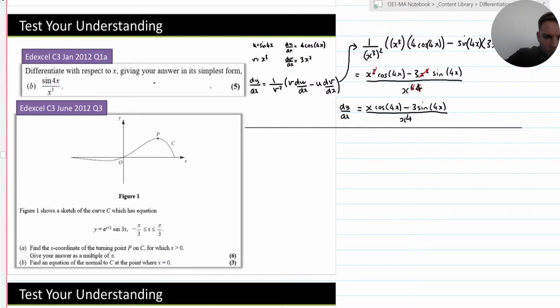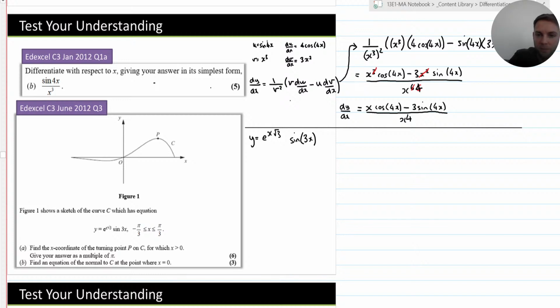So we have y is equal to e to the x root 3 times sine of 3x. I would have probably put the root 3 in front of it, but I can see why they haven't done that, because they don't want you to think it's under there. And what they're saying here to do is find the x-coordinate of the turning point on C. Give your answer as a multiple of pi.